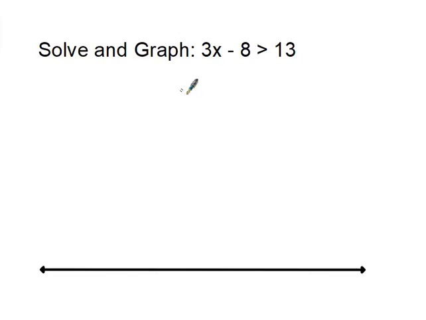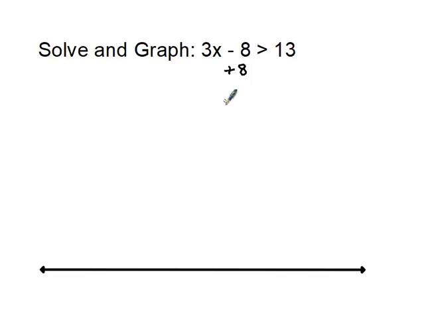Let's go ahead and get started with working on this first problem. 3x minus 8 is greater than 13. We're going to treat this just like an equation where we have to get x by itself. To begin, we want to get rid of this minus 8, and we're going to do the opposite, which would be to add 8. So we're going to add 8 to the left side of the equation, just like we would in a normal equation.